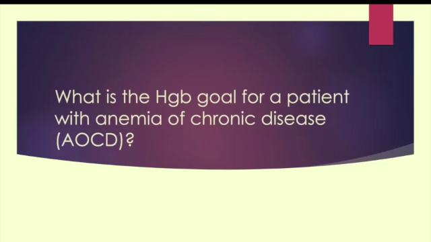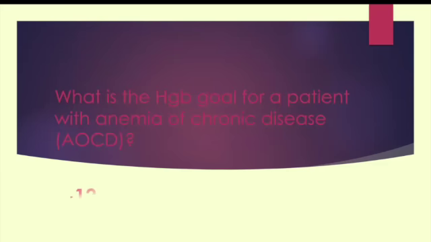What is the hemoglobin goal for a patient with anemia of chronic disease? Do you guys think it'll be pretty high? I don't think it's going to be that high. So it's 11 to 12.